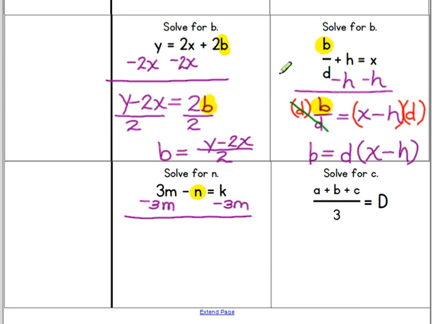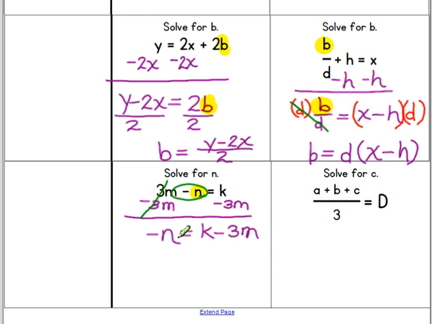And so in this case, you also have to be really careful that you bring down what's left. And so we're left with, we would have a negative n. So making sure that you bring the sign down with it, so negative n, or the opposite of n, equals k minus 3m.